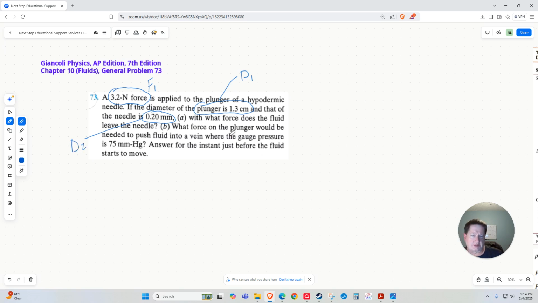Because in part A, they're asking us what force the fluid leaves the needle. That's going to be our F2. That's what they're asking us for. Force number 2. That's what they want to know.